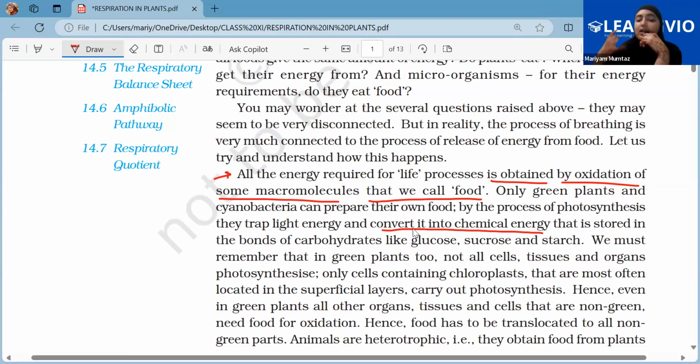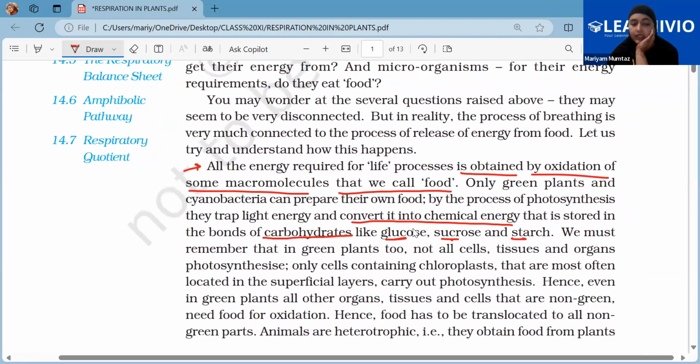And what actually do we break down? We break down the chemical bonds that are present between the molecules, for example carbohydrates such as glucose, sucrose, and starch. They have carbon bonds in them. And when those carbon bonds are broken, a lot of energy is released. Is it clear?